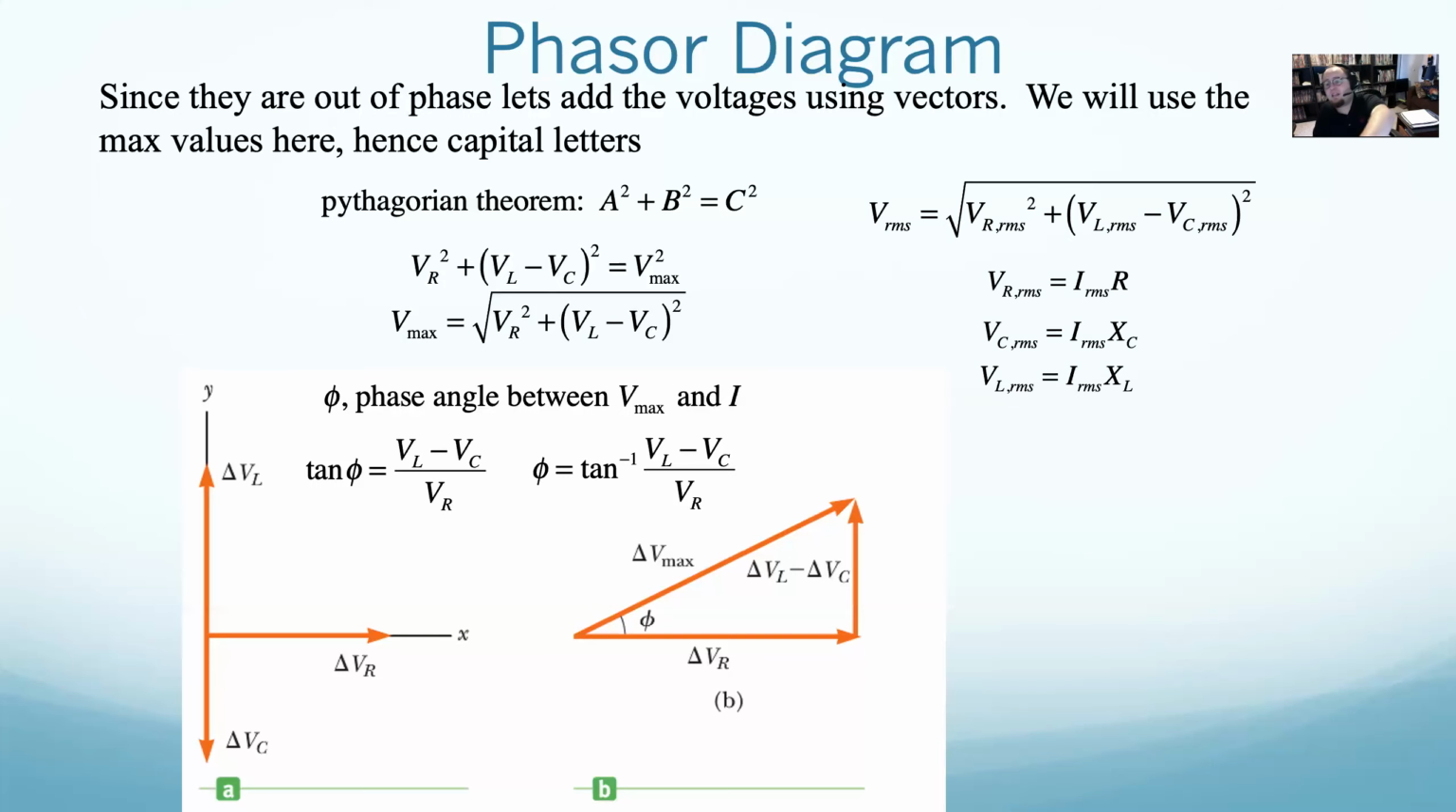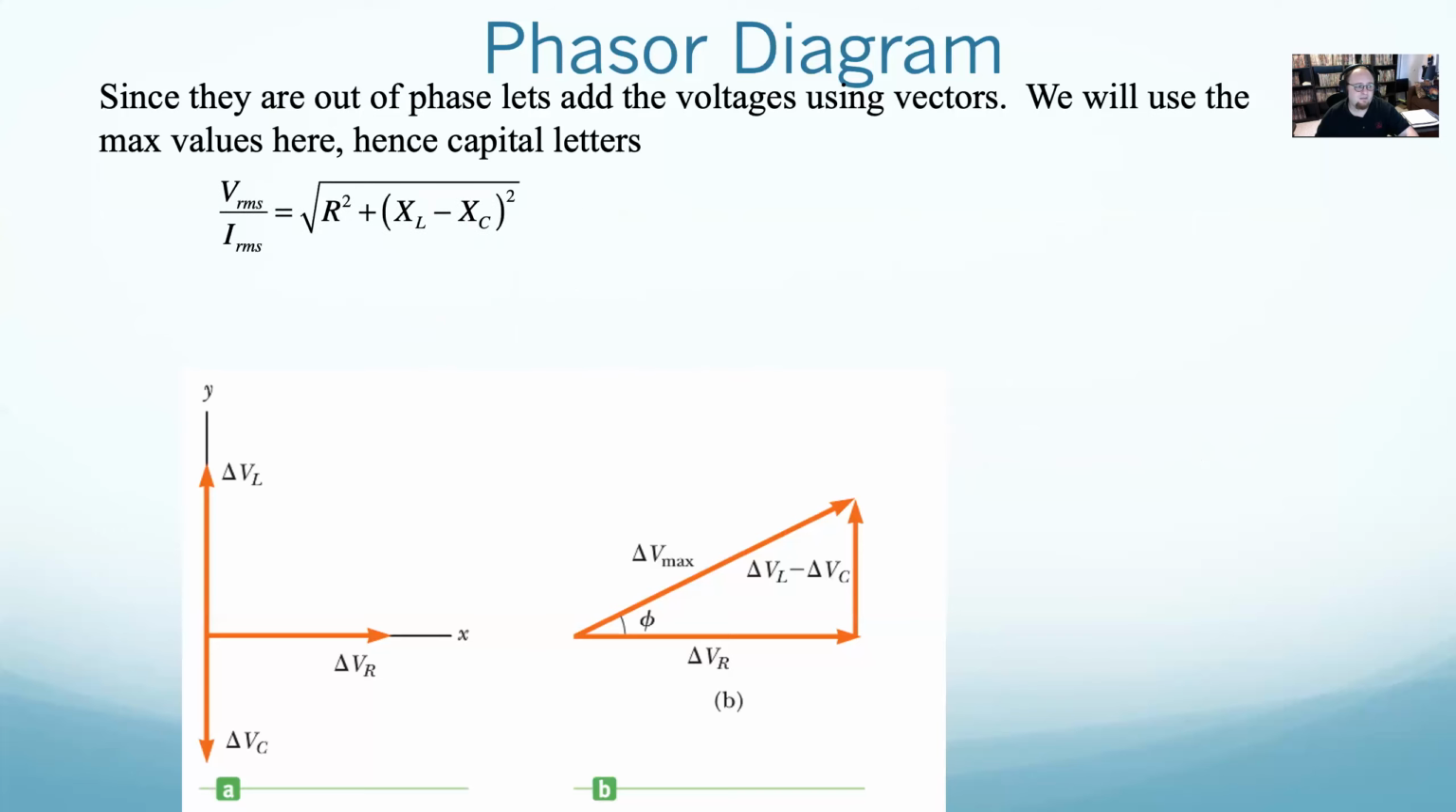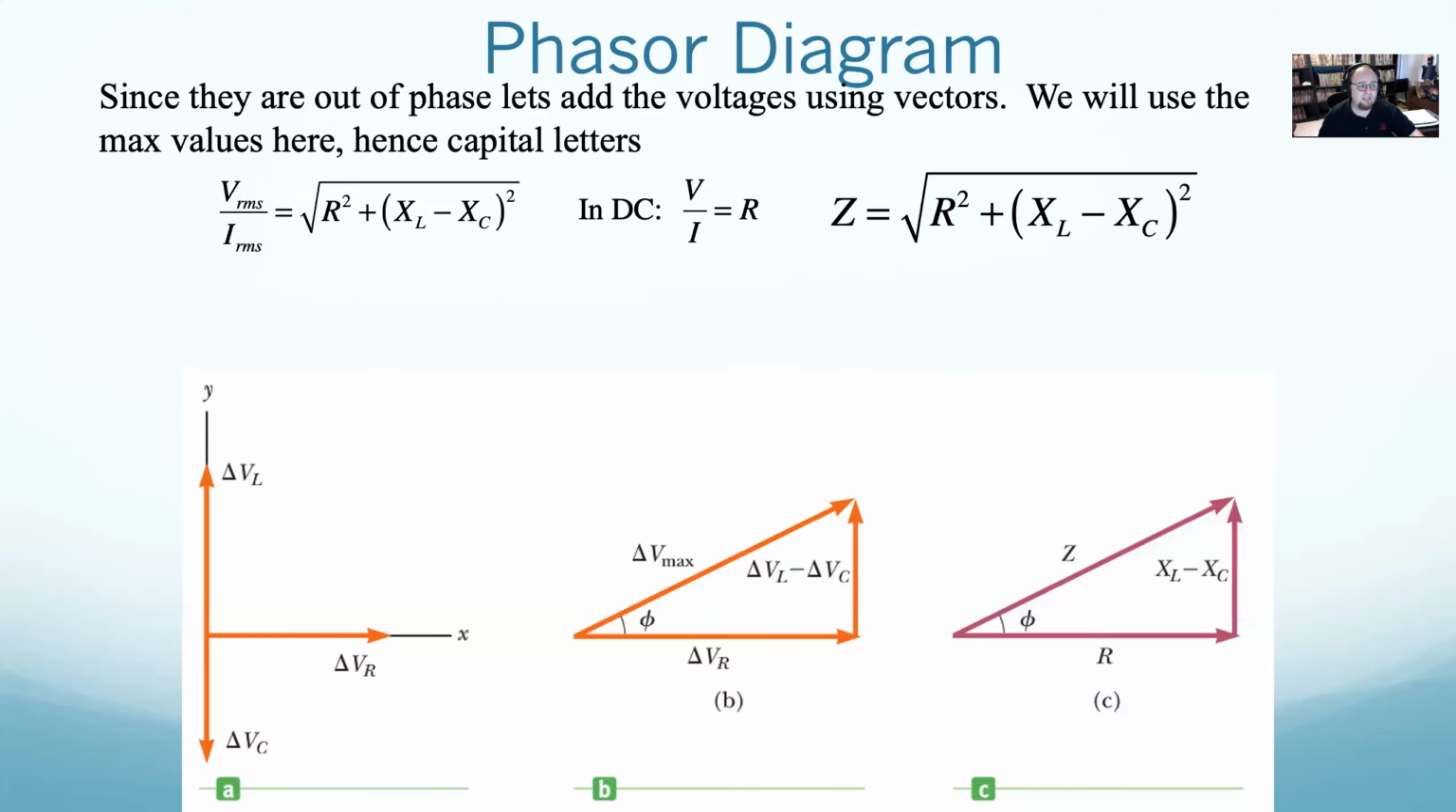Now, if I take these and plug in all of my Ohm's laws, like so, because the current is the same everywhere, I can factor out some currents and divide. And what I find is that VRMS over IRMS is that equation. Now, if I had a DC circuit, V equals IR, voltage over current is resistance. And so we're going to take this whole thing, that VRMS divided by IRMS, and define it with the letter Z, and we're going to call this impedance.